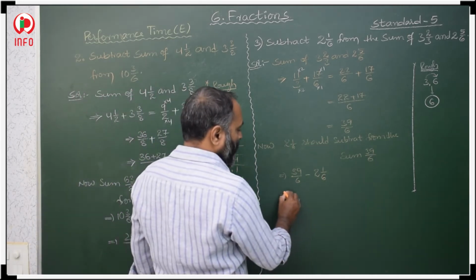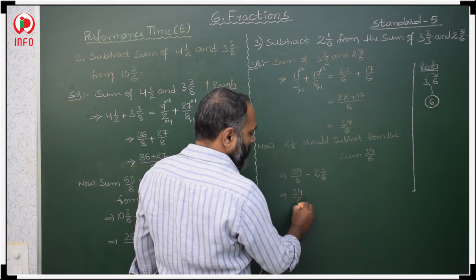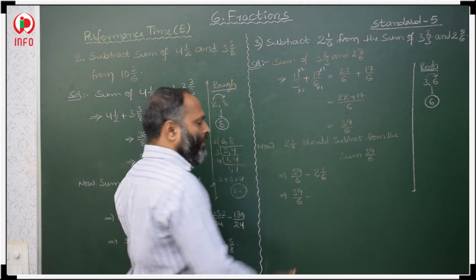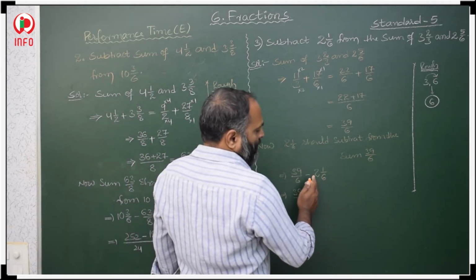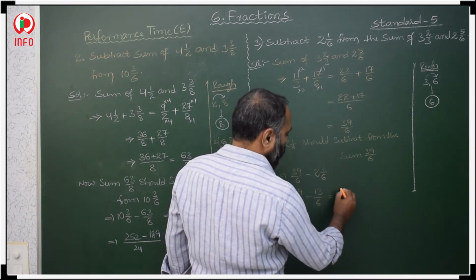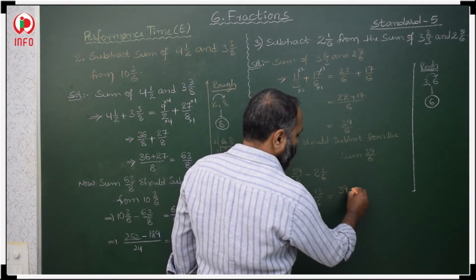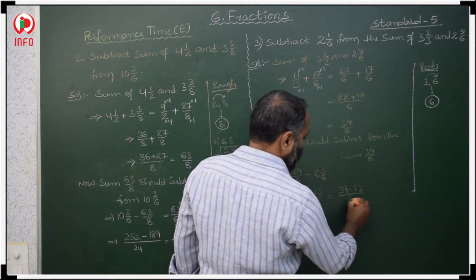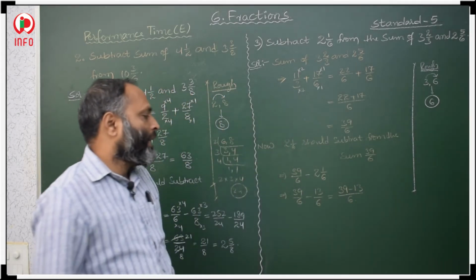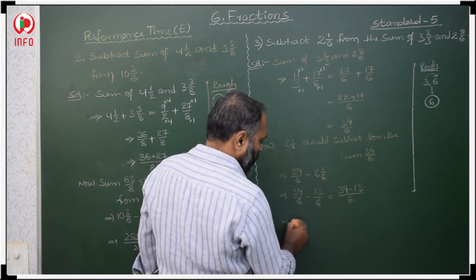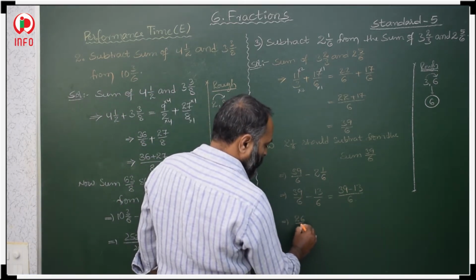Then 39 by 6 as it is, this mixed fraction we have to convert into improper. 6 2s are 12 plus 1, 13, so 13 by 6. Now, difference of the numerators, 39 minus 13 by 6. 39 minus 13, 26. 26 by 6.